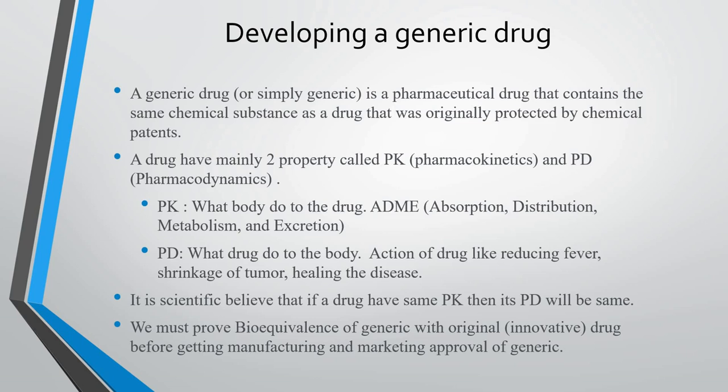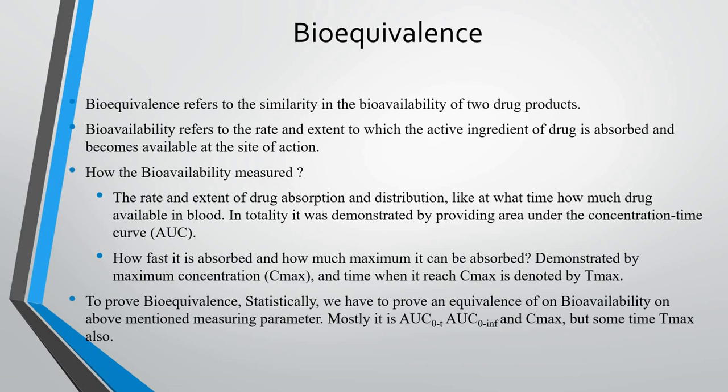So we are taking help of this fundamental principle, and what we are doing is basically proving that my newly developed formulation has the same PK as the innovative one. And if I am equivalent to that, I can say that the PD effect will be the same, and I can start getting approval and marketing of my drug. That is called a generic drug. So we must prove bioequivalence for a generic with the original innovative drug before getting its license.